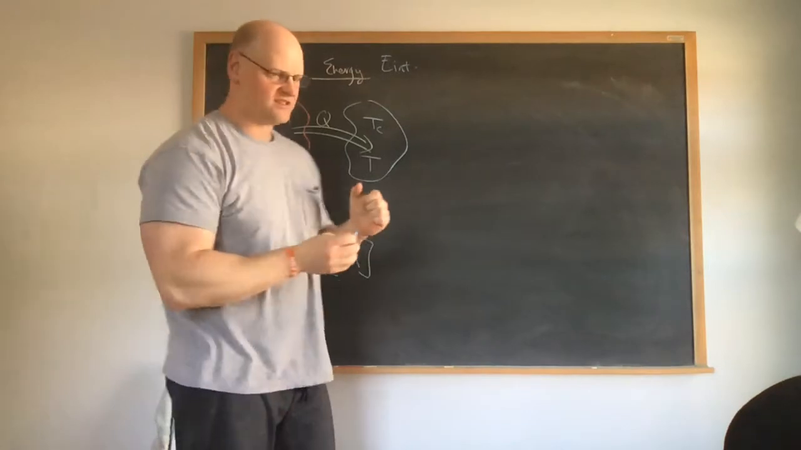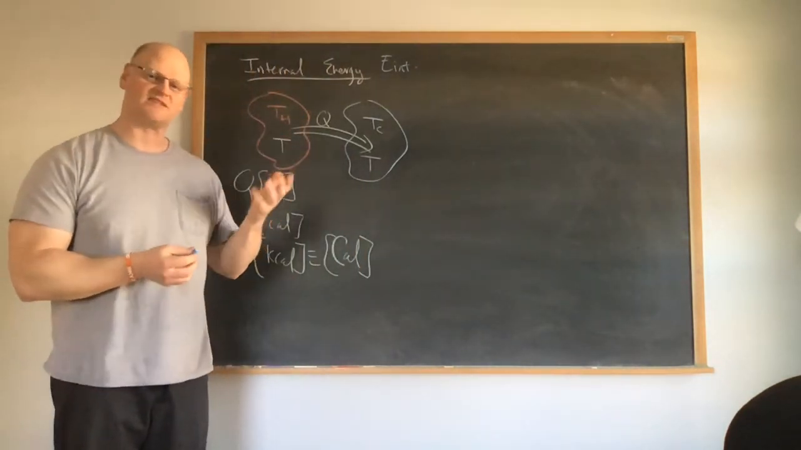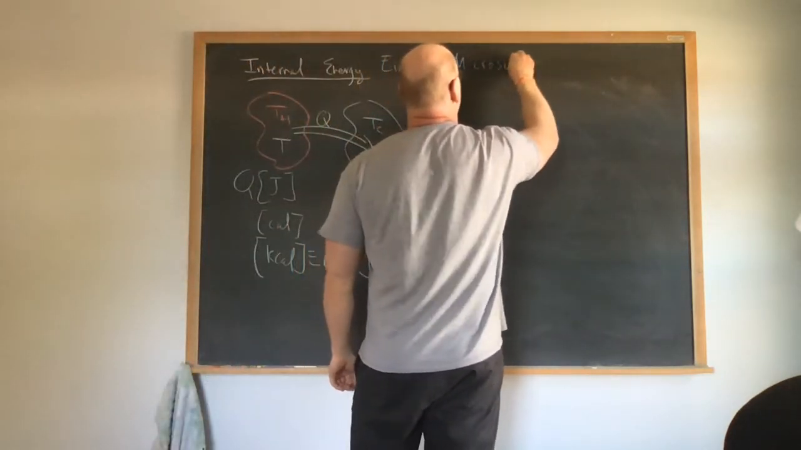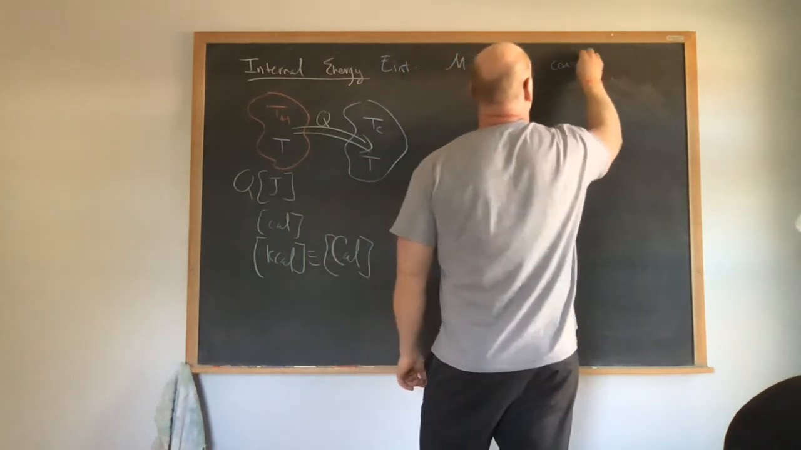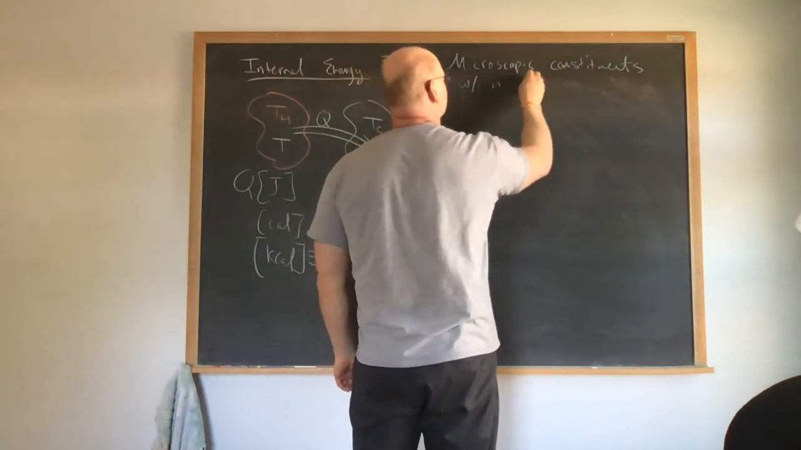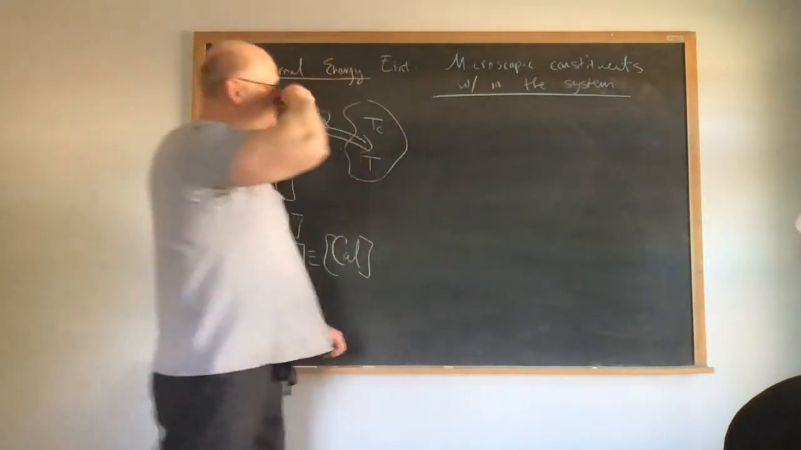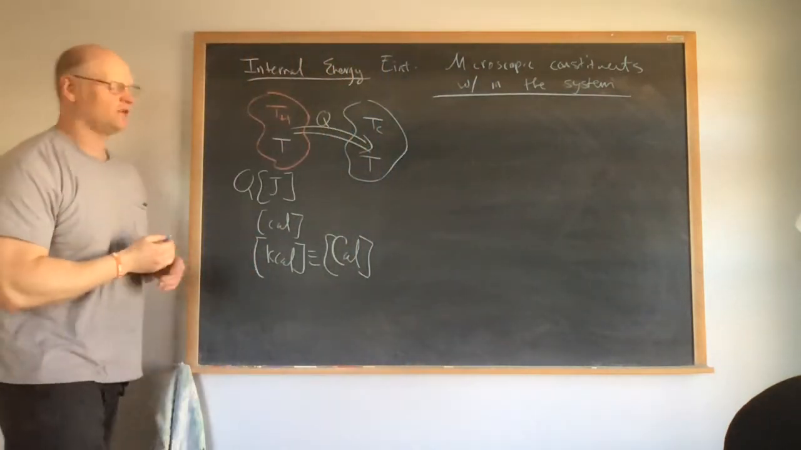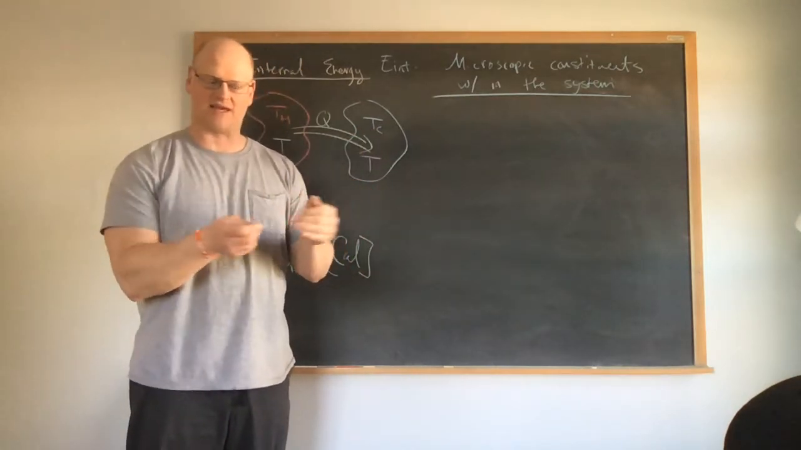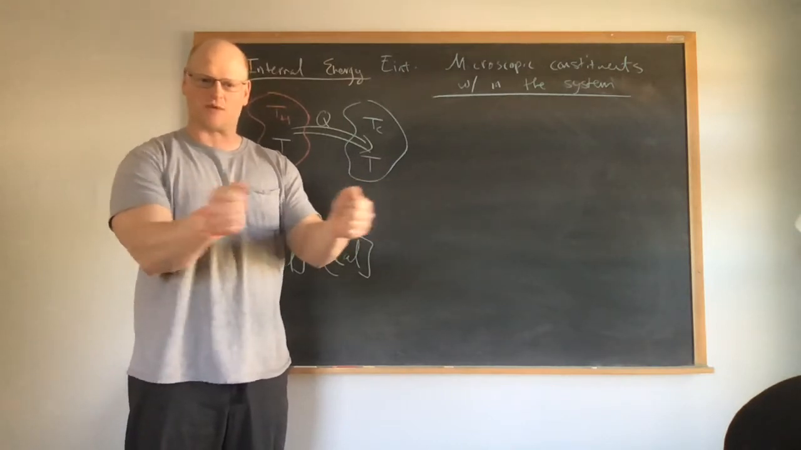Well, internal energy has to do with the microscopic particles that are inside of the system itself. So this has to do with the microscopic constituents within the system. So what does that mean? That means that the internal energy is going to be some sort of kinetic energy having to do with the fact that, again, in a solid, the atoms are simply vibrating about some fixed distance away from each other.